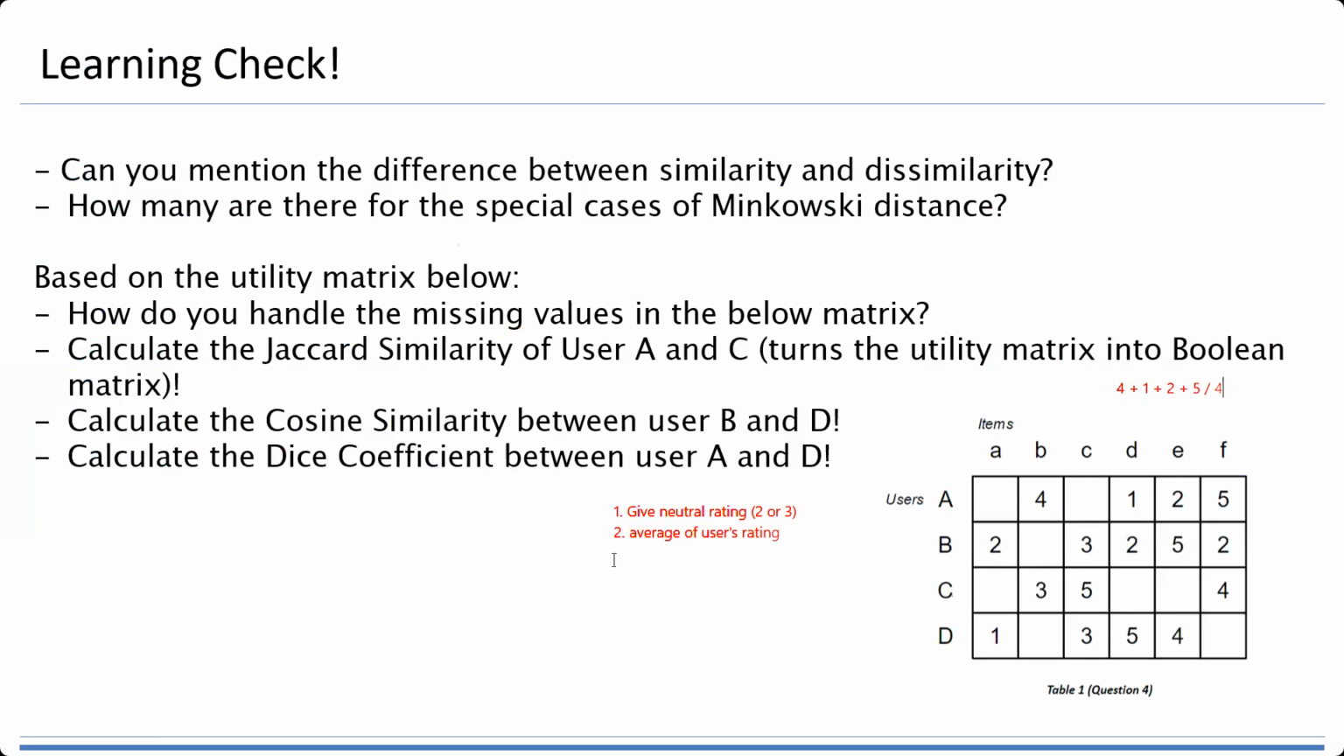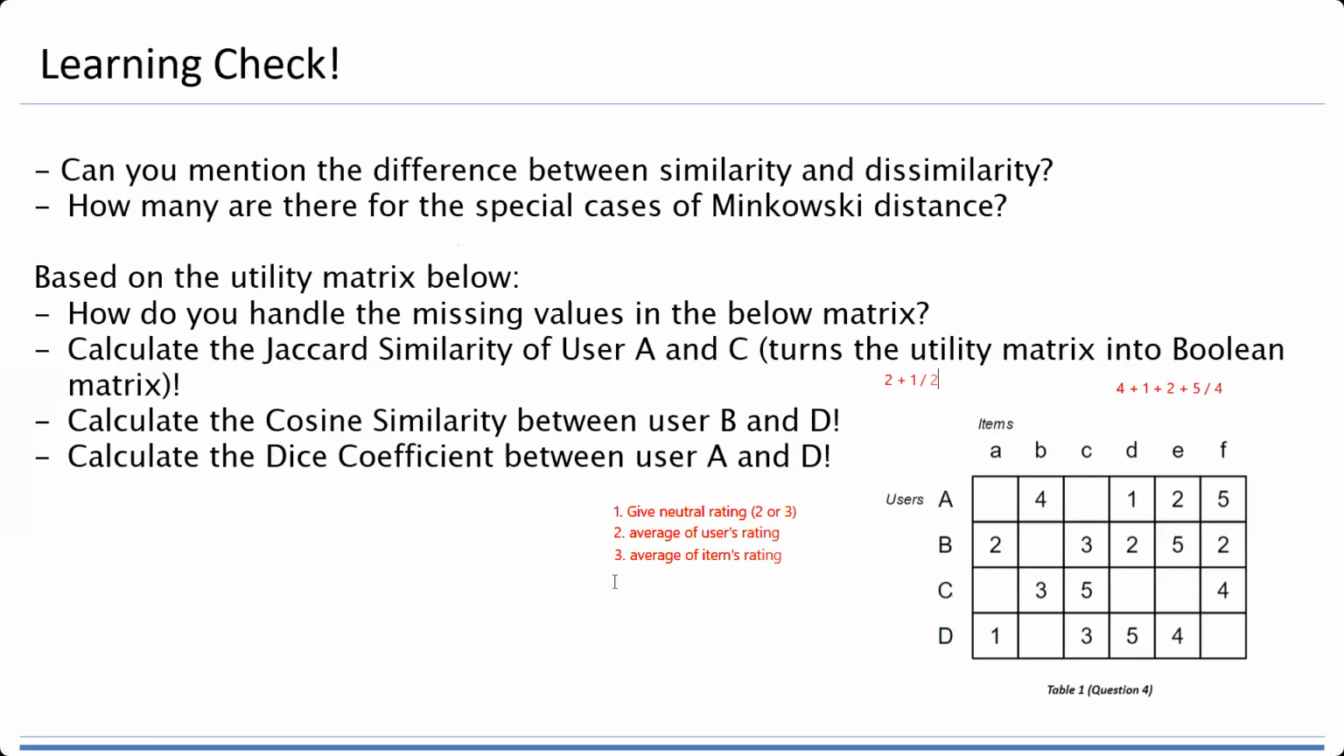What is the other option? We can calculate the average of item ratings. So in the item ratings, let's say I want to check item A. Then the item A average is 2 plus 1 divided by 2. Then it is 1.5. So 1.5 will be in this cell and 1.5 will be in this cell.